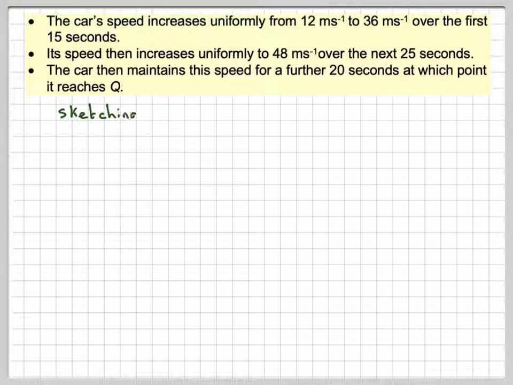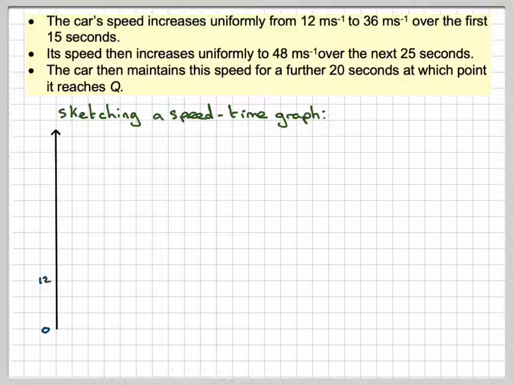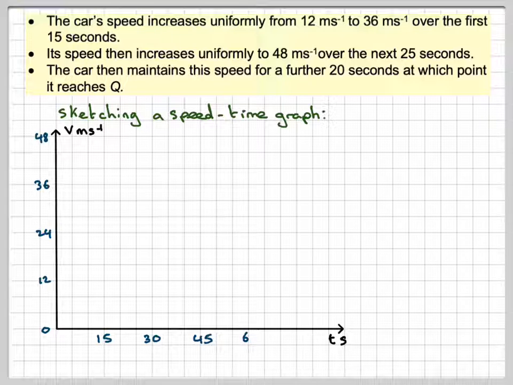Okay, so drawing the graph. The first bit is to draw a set of axes. It's only a sketch, so it's not an accurate plot. So draw a set of axes and label your axes. Right, in the first 15 seconds, at the initial thing, it starts at 12. So it starts from here, and then in 15 seconds, it goes to 36.